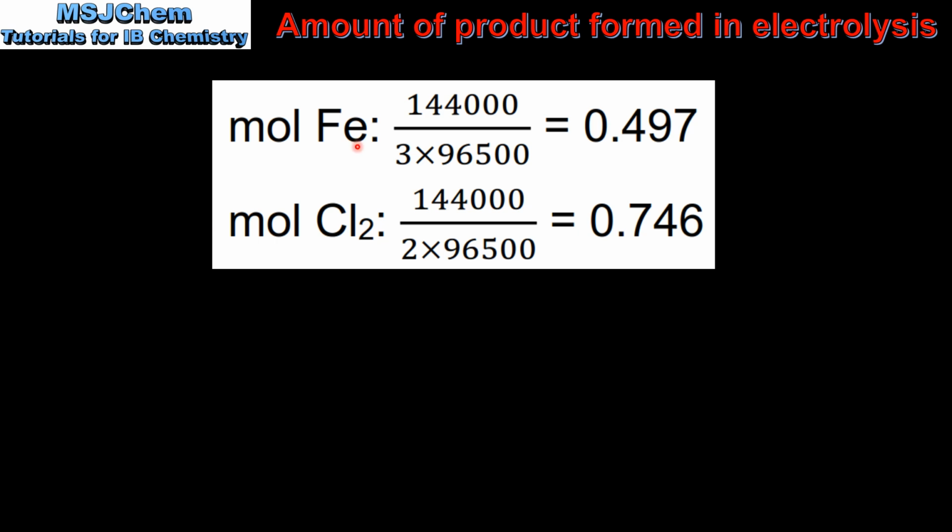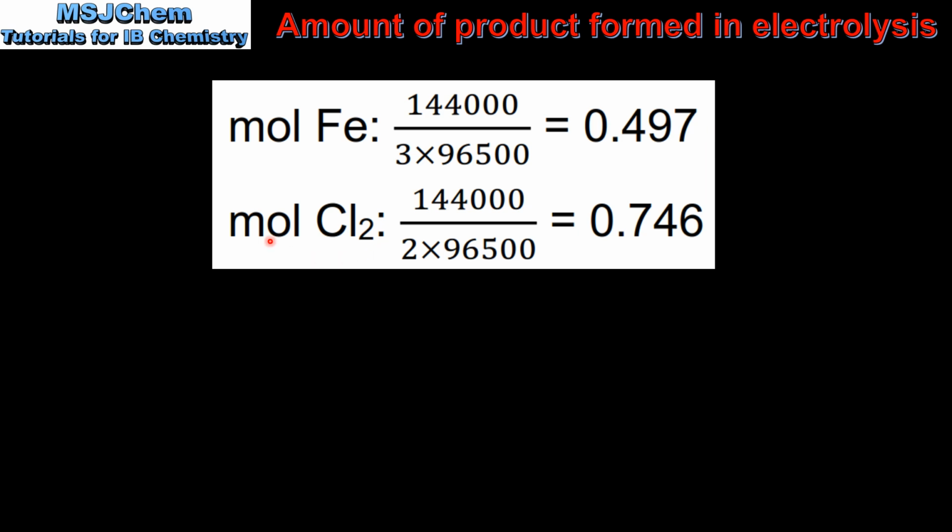To calculate the moles of iron, we divide the charge that passes through the electrolytic cell by 3 times the charge on 1 mole of electrons. The reason we multiply by 3 is because it takes 3 moles of electrons to form 1 mole of iron. When we do this calculation, we get 0.497 moles of iron.